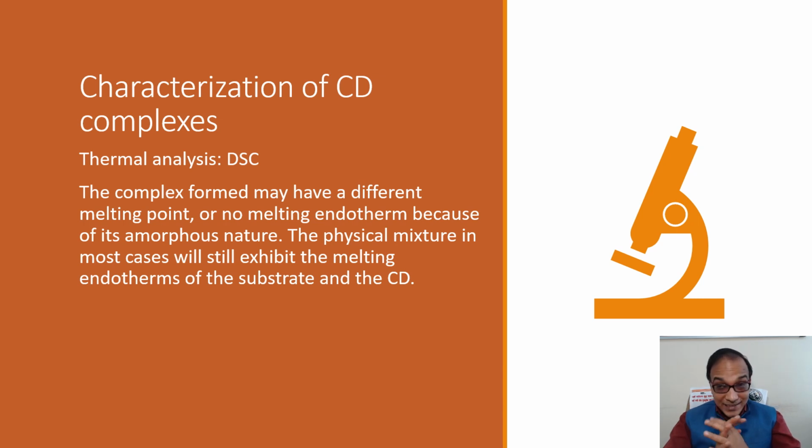Thermal analysis, DSC, can be done. Why do we do the DSC? Actually to confirm whether the complex has actually been formed or not, whether thermal changes are there or not. The complex formed may have a different melting point, different thermal properties, or it may show no melting endotherm because of its amorphous nature. The physical mixture in most cases will still exhibit the melting endotherms of the drug and the cyclodextrin if it is crystalline. So in this way we can have some idea about the complex, and we'll be discussing with examples.